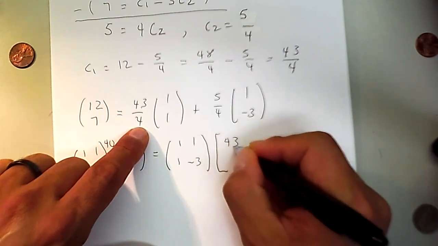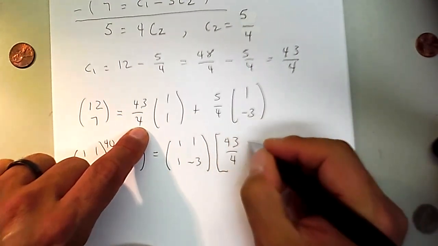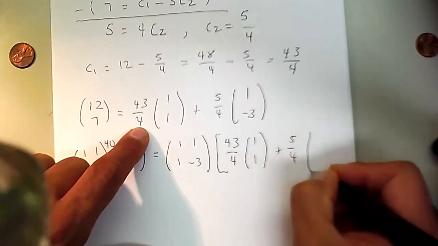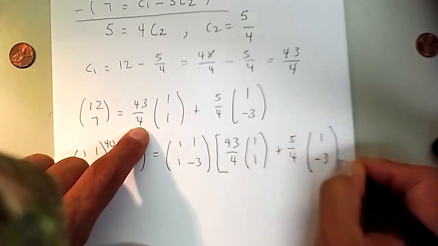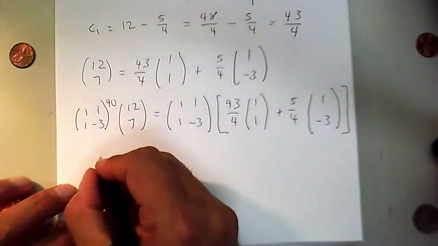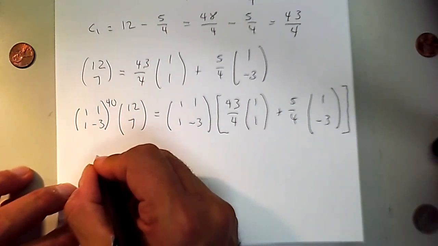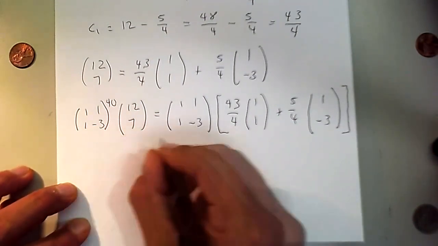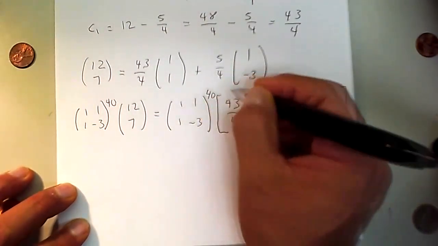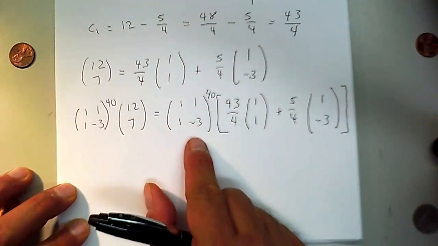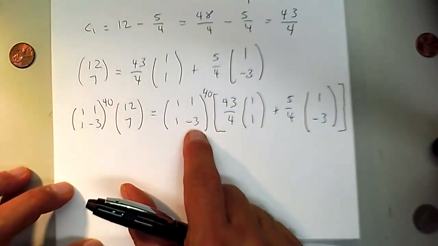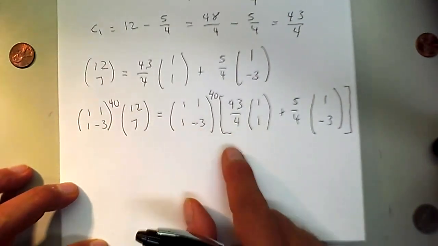Yep, 43 over 4 times 1, 1 plus 5 over 4 times 1, negative 3. Okay. We can distribute this multiplication. Oh, this is to the 40. The 40 is too large almost. I almost regret doing that large of an exponent, but we will finish it. We will still be finishing.